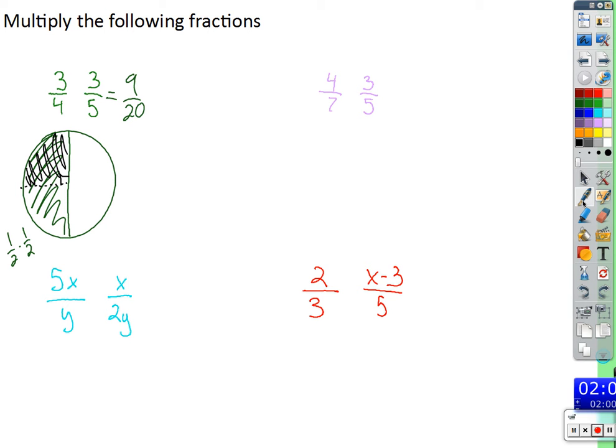Let me see if I can explain the why of it, why we multiply the numerators times the numerators and the denominators times the denominators. Let's take the example of 3/4. What does the fraction 3/4 mean? It means 3/4 of a whole. We've cut a whole into 4 total pieces, and what we'll shade in is 3 of them.